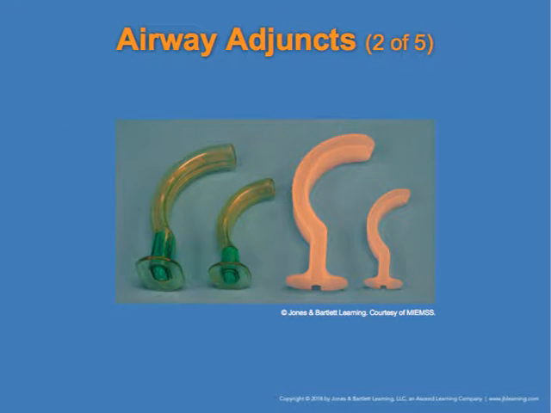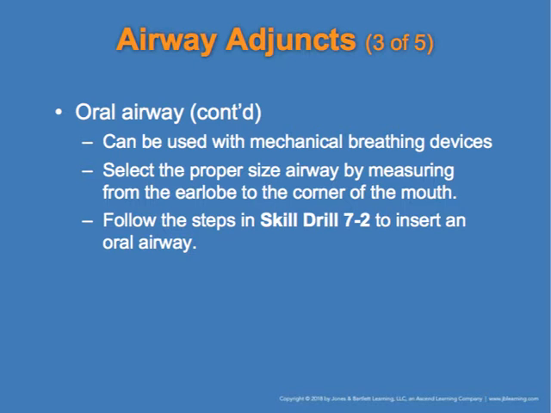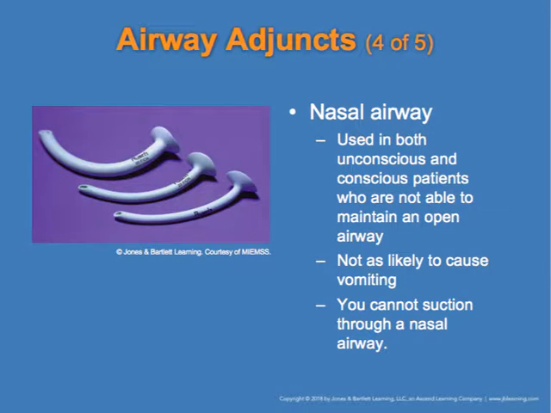Airway adjuncts. These are some examples of some airway adjuncts, right? These airway adjuncts are pretty darn important to be successful. You just got to know how these things are placed. We're going to show you during class how those are placed. By the way, it's all going to be part of your airway adjunct module. They can be used with mechanical breathing devices. Make sure you select the proper size, and it's part of the skill drill section in your book on how to do it. And we'll make sure in class that you get some good practice with this.